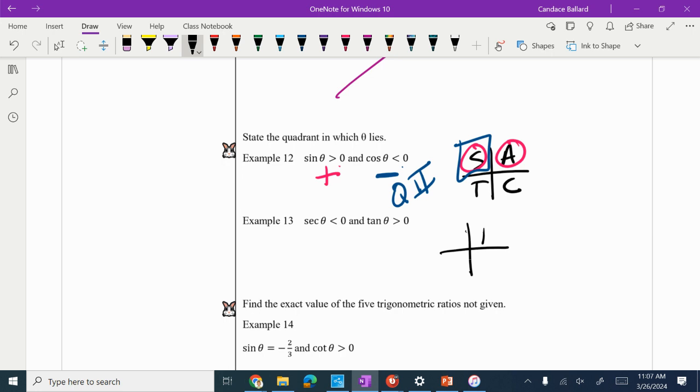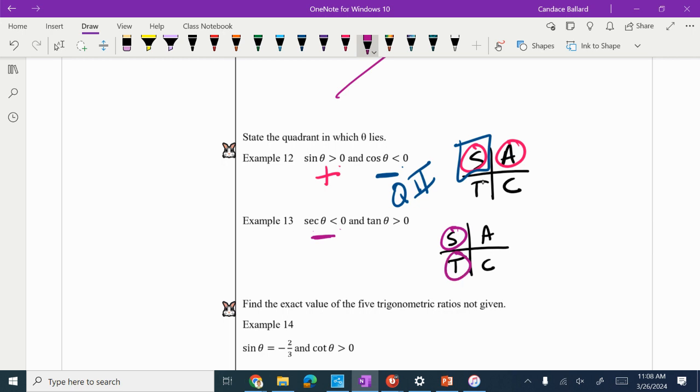So again, I'm setting up this thing so I can use All Students Take Calculus, so that way I am ready for circling parts, right? So I can kind of narrow down what I have. Okay, so it says secant less than 0. What's less than 0 mean again? Negative. So which quadrants is secant negative in? I heard somebody say 2 and 3.